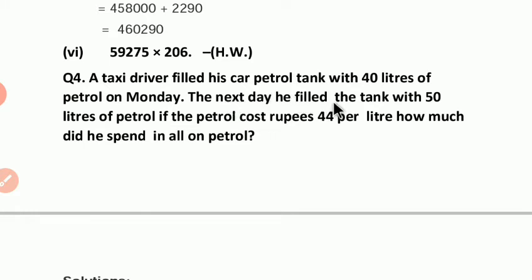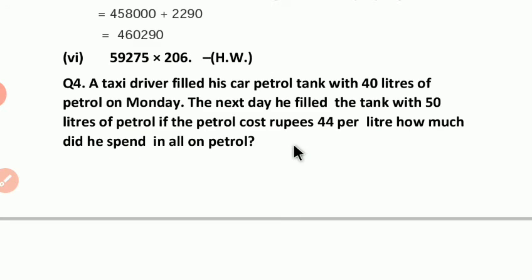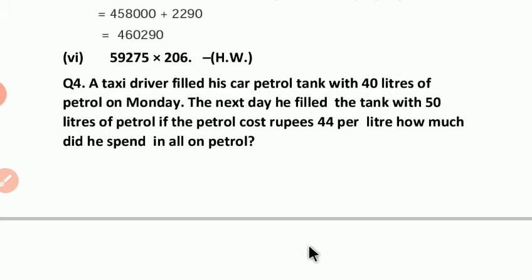Then question number 4. A taxi driver filled his car petrol tank with 40 liters of petrol on Monday. The next day, he filled the tank with 50 liters of petrol. If the petrol costs rupees 44 per liter, how much did he spend in all on petrol? So petrol quantity filled on Monday is 40 liters. Next day means Tuesday, so petrol quantity filled on Tuesday is 50 liters. Total petrol is 40 plus 50, which is equal to 90 liters.